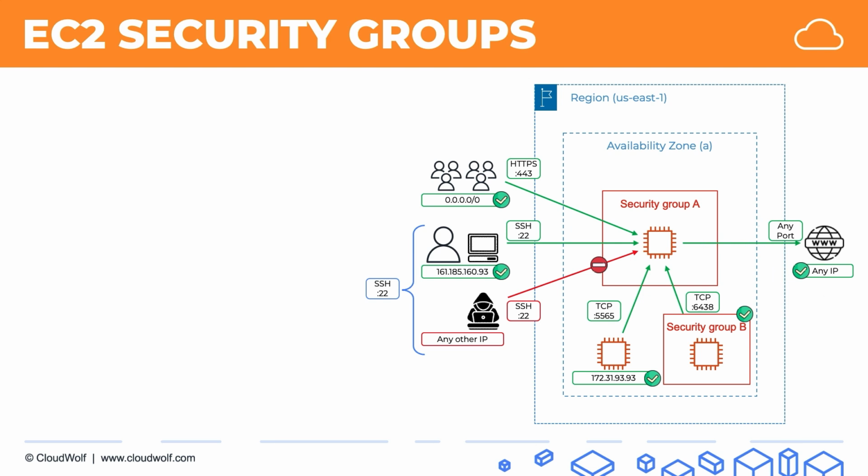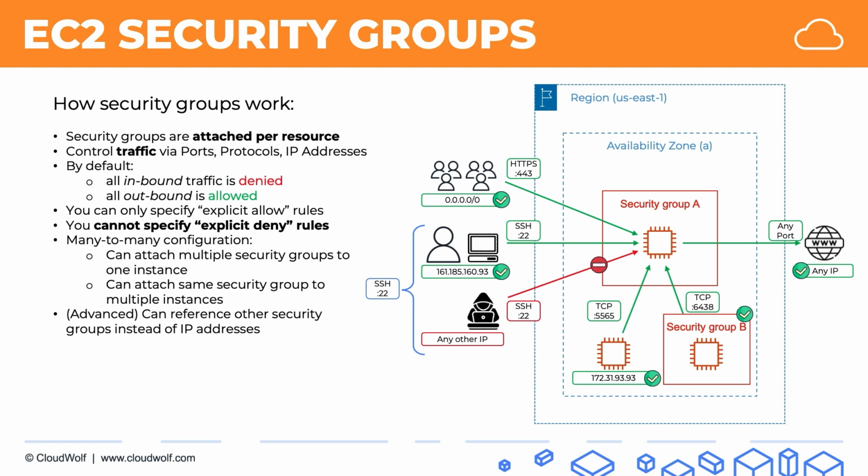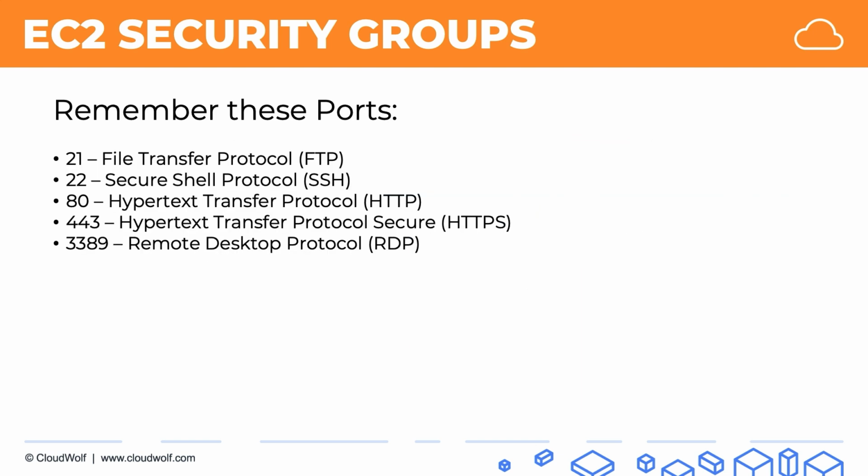So there we go. That's how security groups work. Here's a quick summary. The important parts are highlighted in bold. Remember that security groups are attached per resource. They look at traffic, and you cannot do explicit denies in security groups. And one final thing, here are some ports. These are the key ports that are important to remember for the exam.